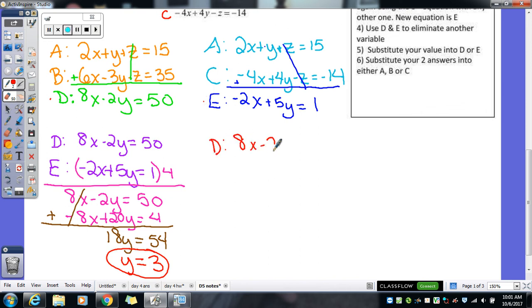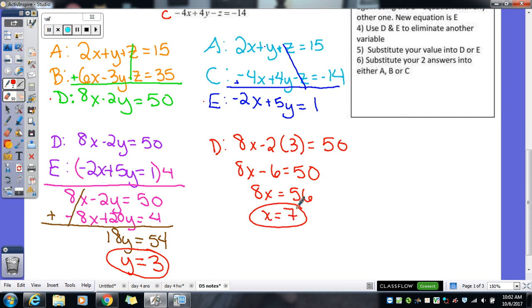So 8x minus 2 times 3 equals 50. I plugged my 3 in for my y. So I get 8x minus 6 equals 50. Add our 6. So I get 8x equals 56. So what does our x equal? 7. So there's our second value. So we have y is 3, x is 7.